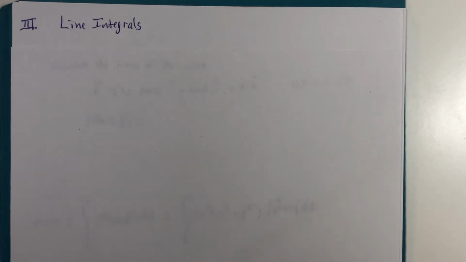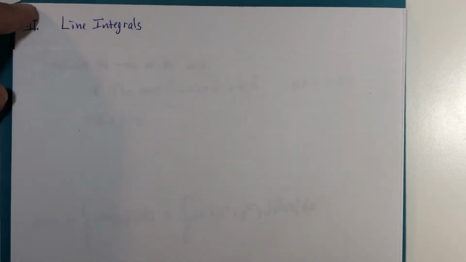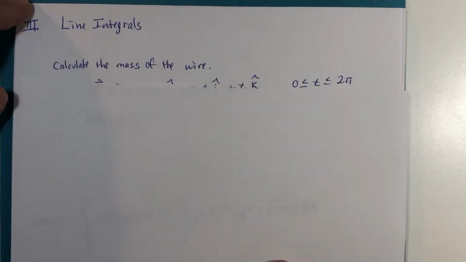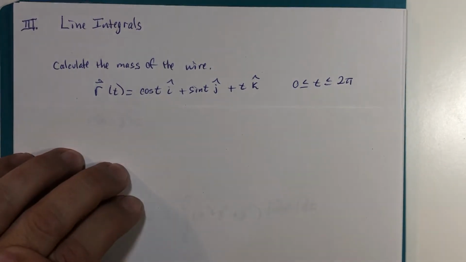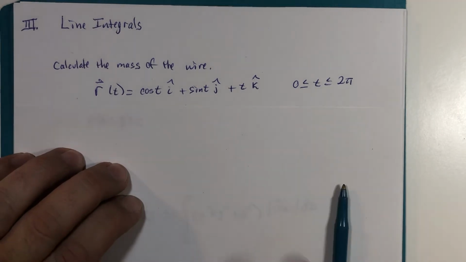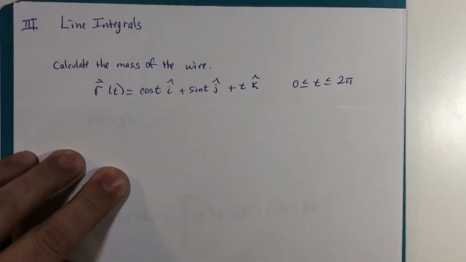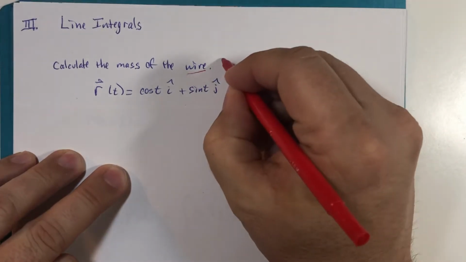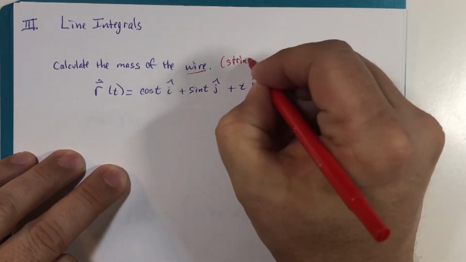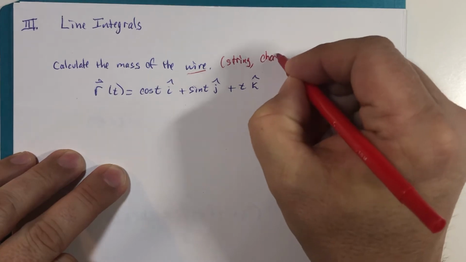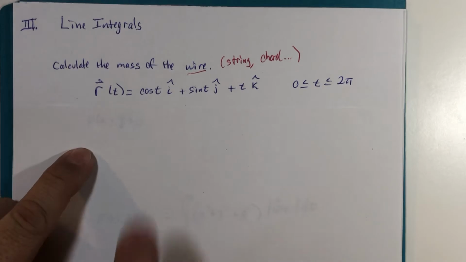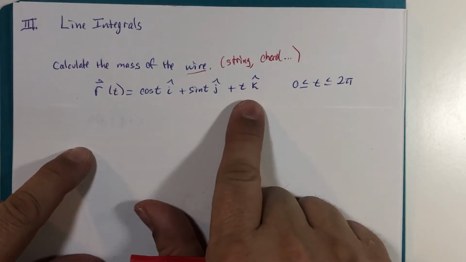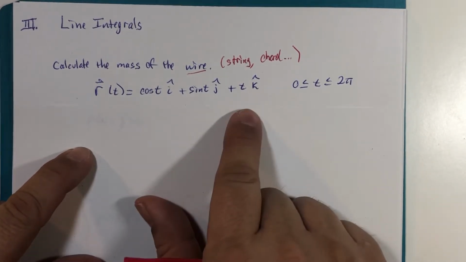Let's look at our next line integral example. In this problem, we are going to calculate the mass of a wire, or you could replace the word wire with a string, or maybe a cord. There are other words that could represent this. It happens to have 3 dimensions, x, y, and z.